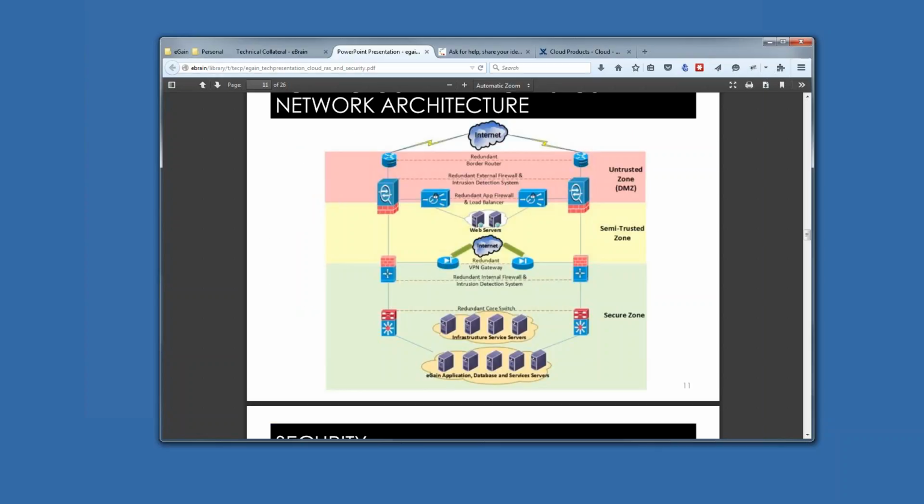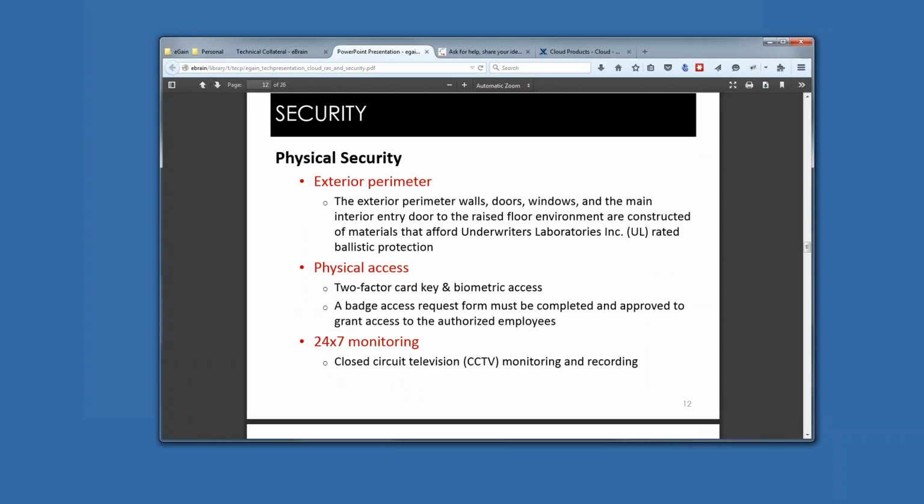There's a high-level architecture diagram in here. A lot of times IT folks from customers like to see this to get an idea of how we're set up. And then physical security talks essentially about what we do at our data centers. Again, it's all the industry standard stuff. They're well-established data centers, and they have a lot of security controls in place that customers require.